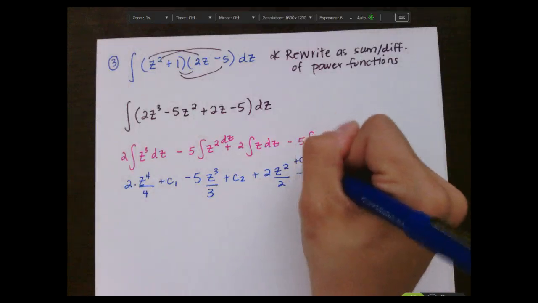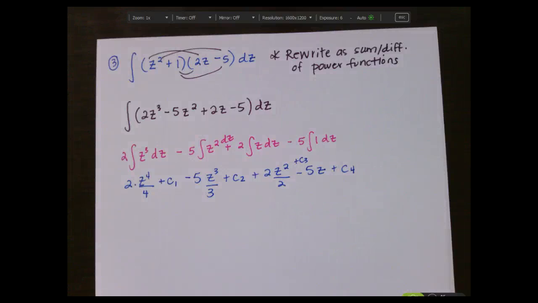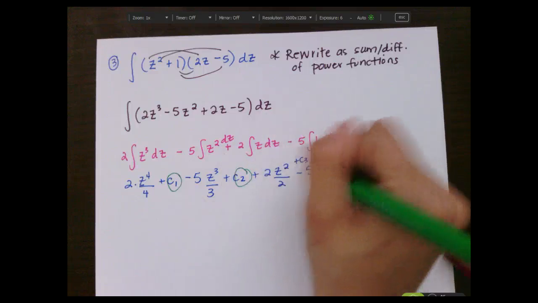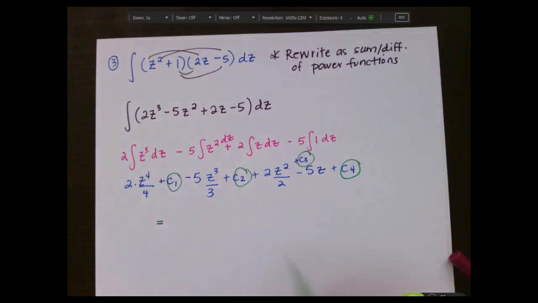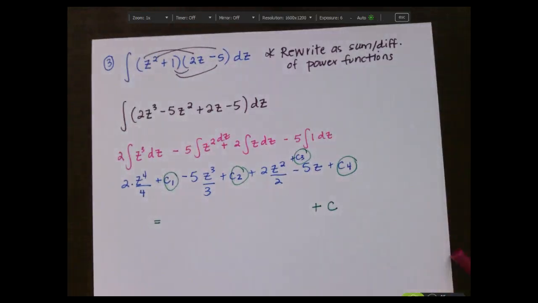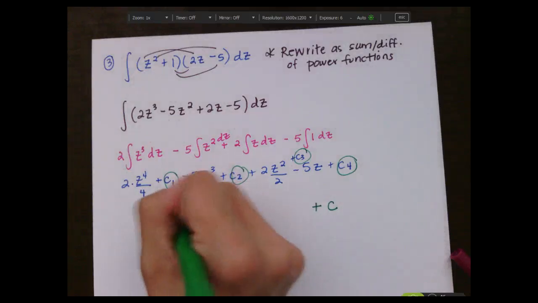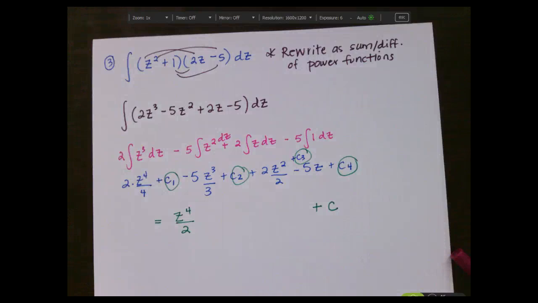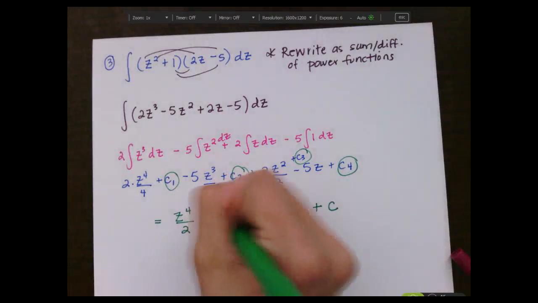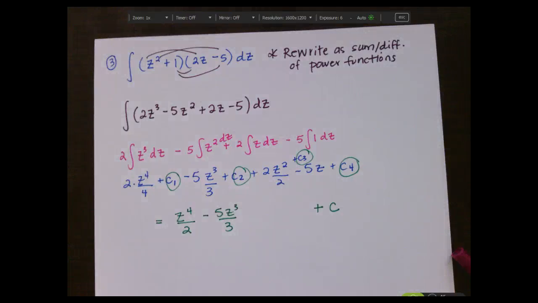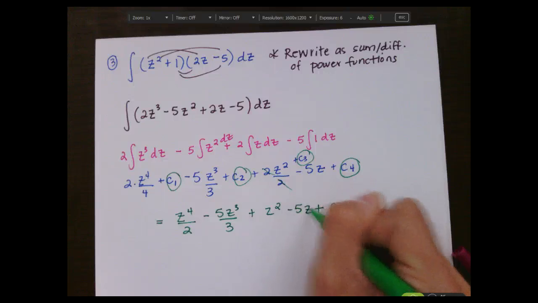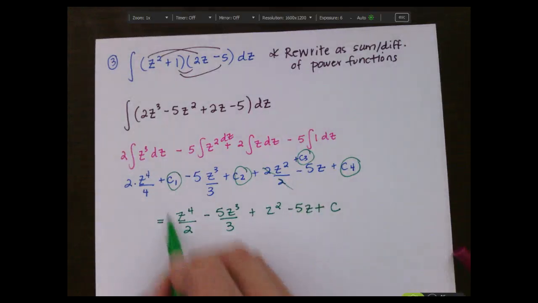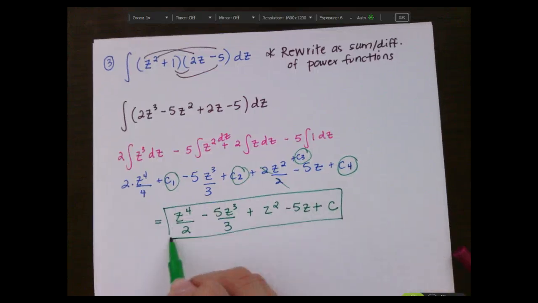And I did continue to forget to add constants, although it doesn't really matter, because in the end, all of those constants are just going to add up into one final constant. So let's simplify each term, and then we'll have a constant c at the end. So 2/4 is going to reduce to 1/2. 5/3 doesn't reduce. The 2's cancel, and then minus 5z. So that is our final answer for this problem.